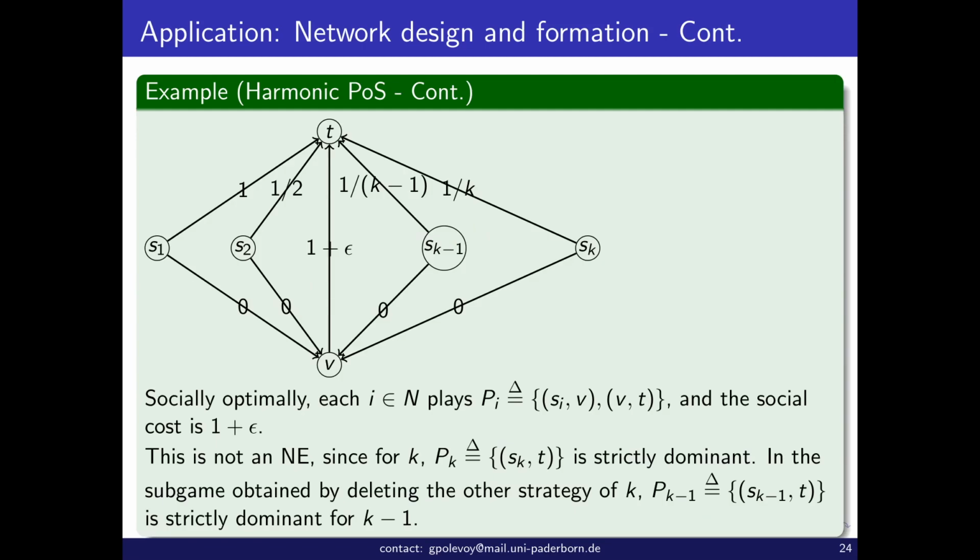And so in the optimal profile, each player pays 1 over k from the 1 plus epsilon, the k-th share of 1 plus epsilon, so everyone plays the path from Si to V, and then goes from V to T. In total, that costs 1 plus epsilon.